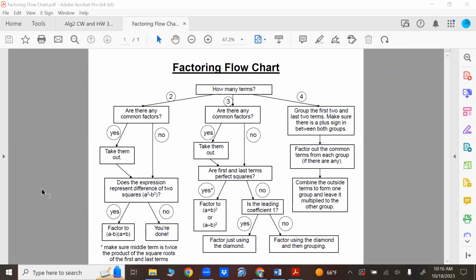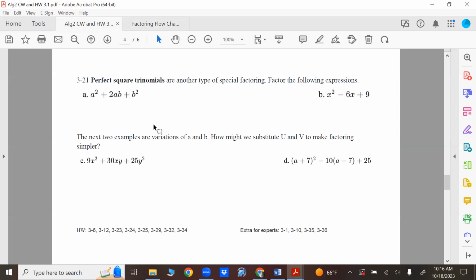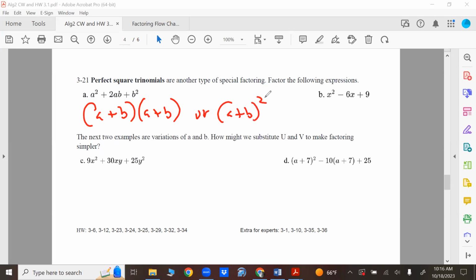So notice I have a little asterisk. The first and last are perfect squares, check it like this. Make sure the middle term is twice the product of the square roots of the first and last terms. I meant to say that. So we had x squared and 9. The square roots are x and 3. Twice that product is 6x. So this one here for part A would be a plus b times a plus b, or a plus b squared.